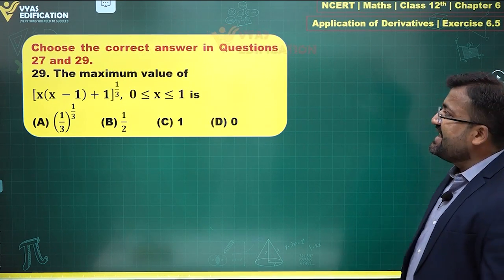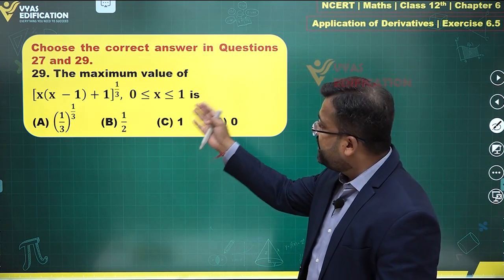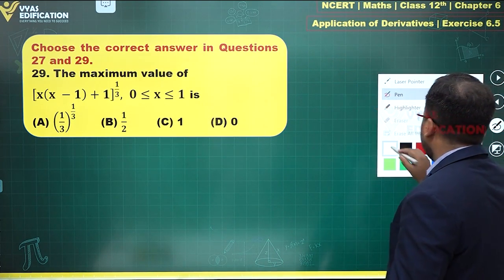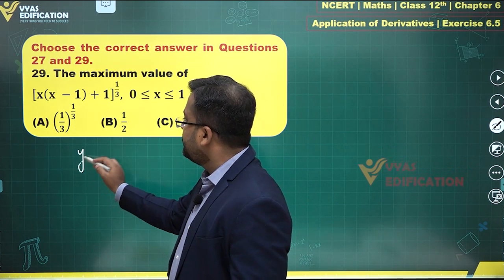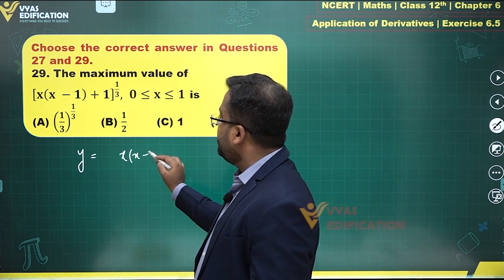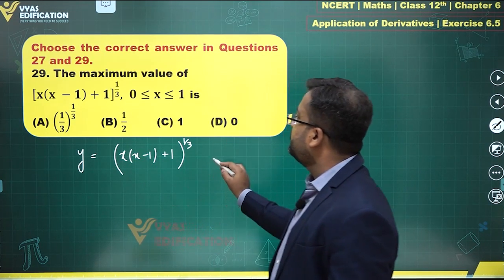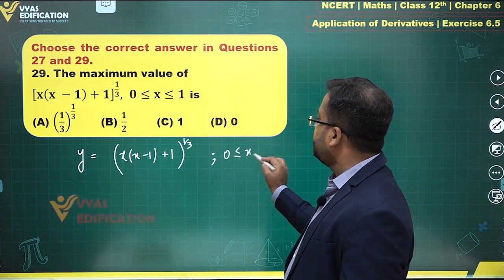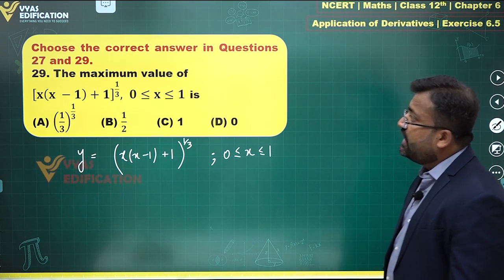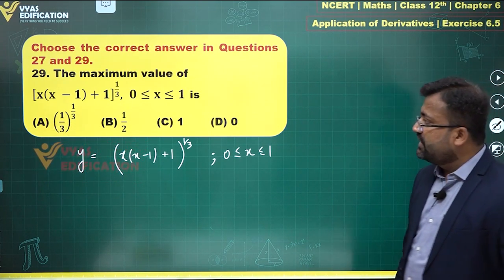Question number 29 says: the maximum value of this expression for 0 less than or equal to x less than or equal to 1 is. Let's talk about this expression. This is (x times (x minus 1) plus 1) whole power 1 by 3 is what we are interested in, for 0 less than or equal to x less than or equal to 1. And we are interested in the maximum value of this function. Can we deal with this?